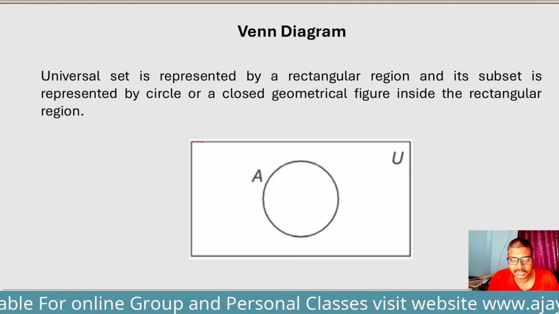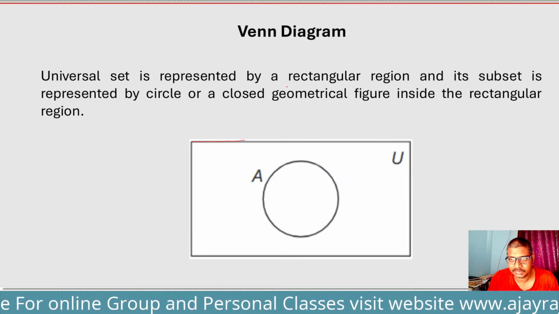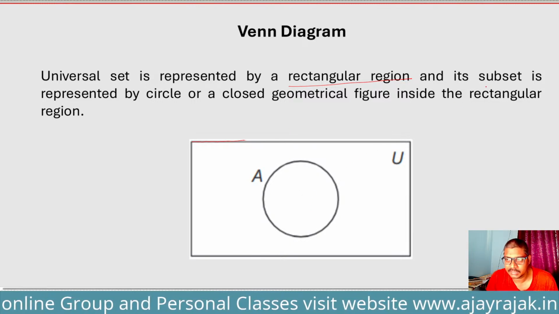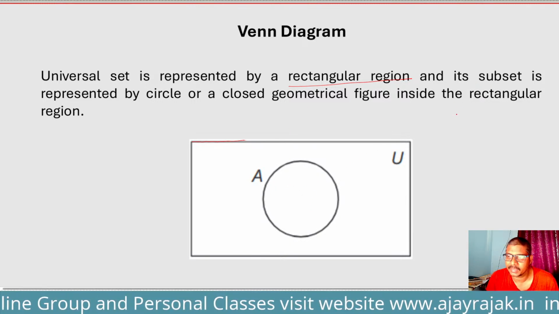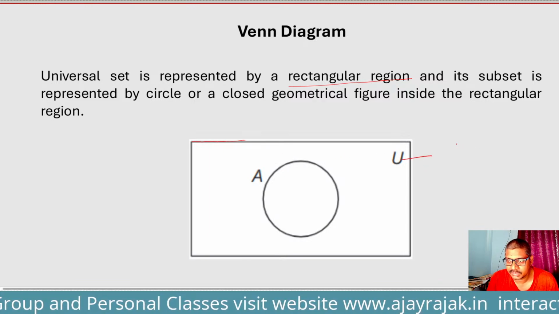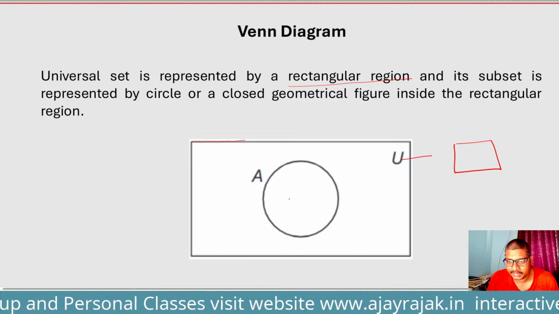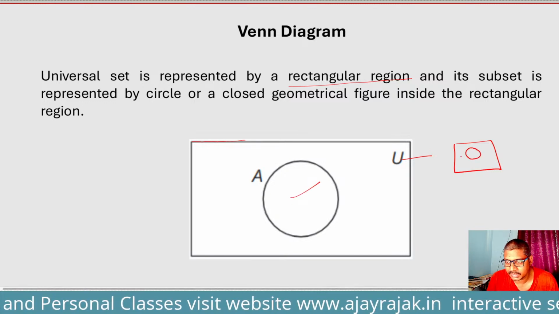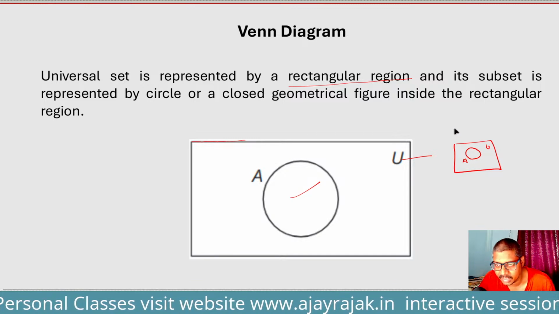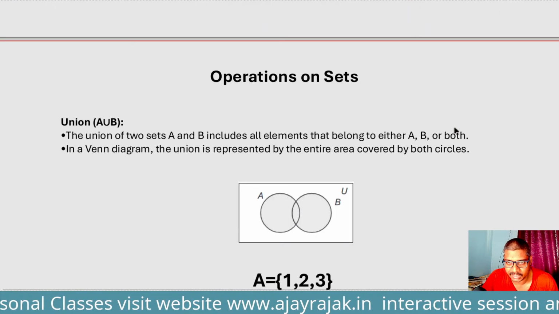And this universal set is represented as a rectangular region, and whatever is inside is considered a subset, which is represented by a circle. Okay, so in the figure, U is the universal set, represented by the rectangle, and this circle A is a subset of that universal set. So this is the Venn diagram, the basics of the Venn diagram.